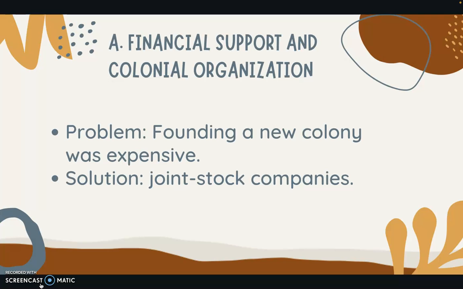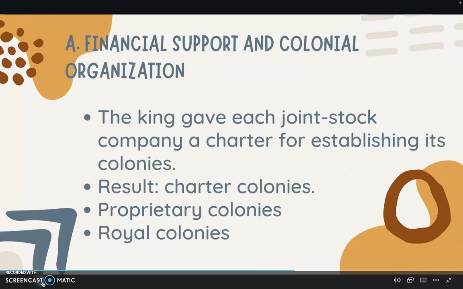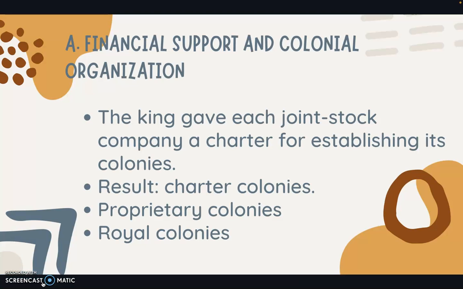The king gave each company a charter for establishing its colony, and each charter contained rules governing where a colony would be located and how it would be administered. So a charter was a permission for the founding of a colony, and colonies founded with these particular conditions were called charter colonies.